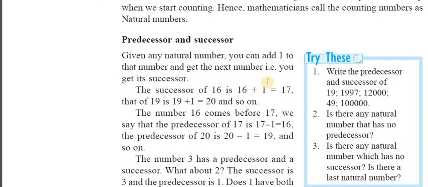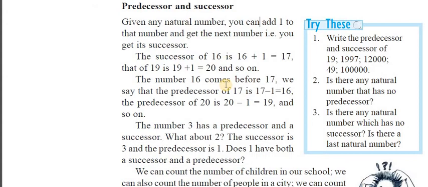Nothing but, he is saying, successor is nothing but if you add 1 to that number, you will get the next number. That is called successor. Whereas what do you mean by predecessor? If you subtract 1 from the number, that will come before the number. That is called predecessor. Nothing but predecessor means before number, whereas successor means after number. Till now, in previous classes, in small classes, we learned like this. But predecessor means subtracting 1 from the given number, and successor means adding 1 to the given number. That's what they are saying here.